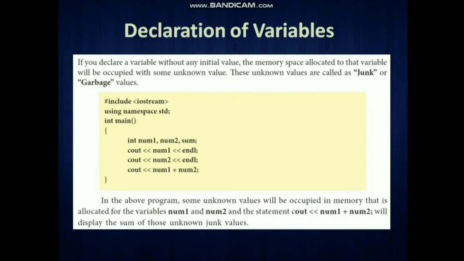So at that time, the memory space allocated to the variable will be occupied with some unknown value. Unknown values are automatically allocated. These unknown values are called junk or garbage values. We didn't assign any value to the num1 variable or the num2 variable, correct? So that memory space is allocated unknown values automatically, and those unknown values are called junk or garbage values.